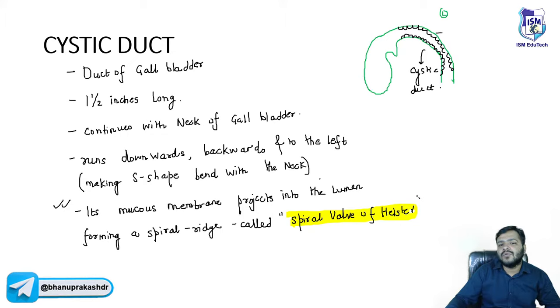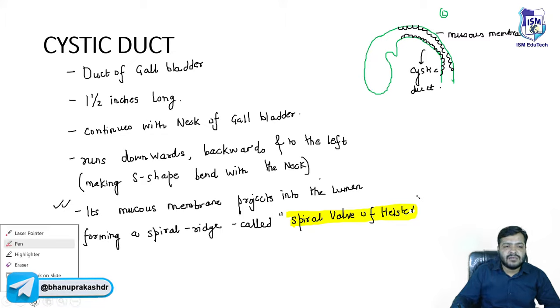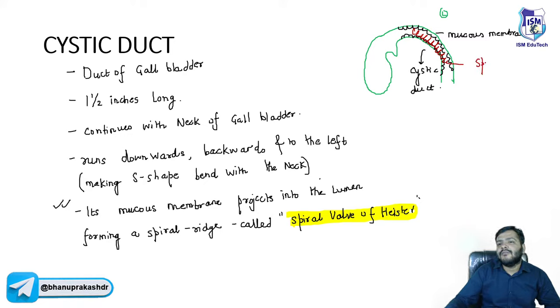Okay, so this is the mucous membrane. And this mucous membrane basically will project into the lumen. Basically, it will create a spiral ridge, and that spiral ridge, beta, is called the spiral valve of Heister. Okay, it is called the spiral valve of Heister.